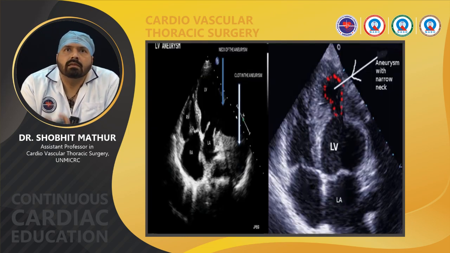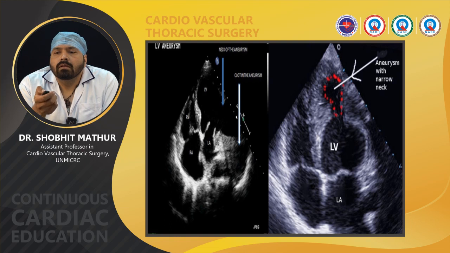Here we can see in this echo image the LV aneurysm, the bulging of the LV wall, and the neck of the aneurysm can be seen. This is the normal LV cavity and this is the aneurysm. Again, the same thing: the normal LV cavity and the aneurysm.